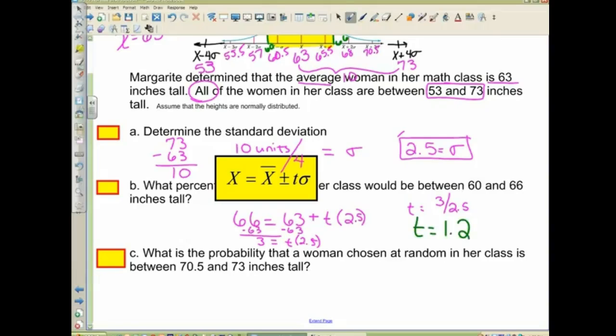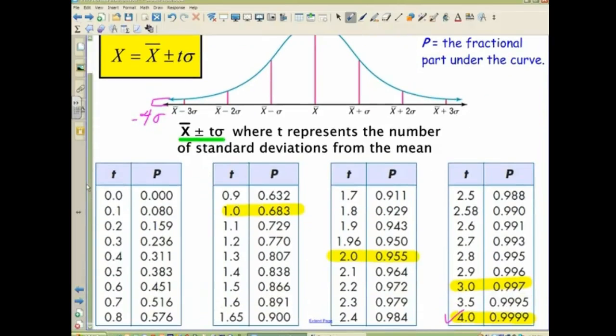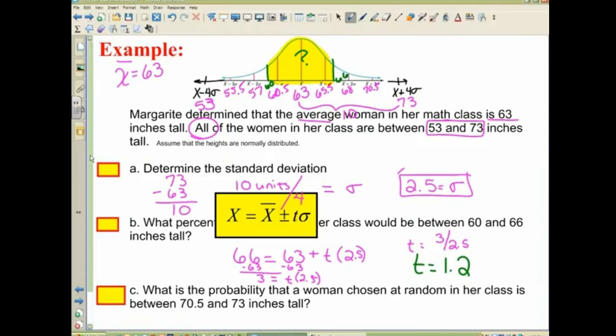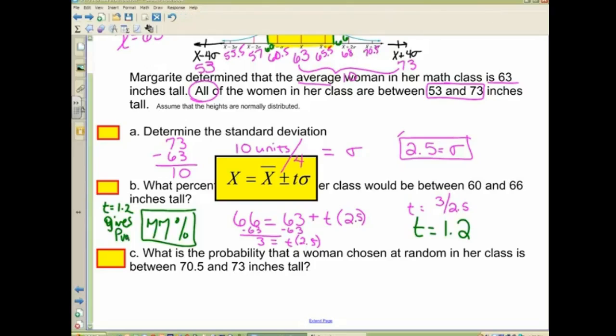I get a t-value of 1.2 standard deviations. If I back up and look at the t-chart, so grab your t-chart, 1.2 correlates with 77% of the data. So the answer to it is 77% of the data. T equals 1.2 gives a p-value of 77%.